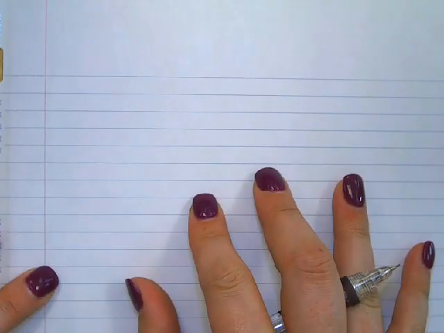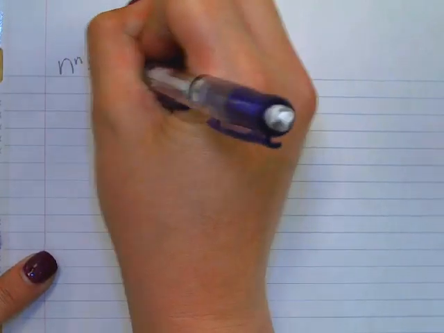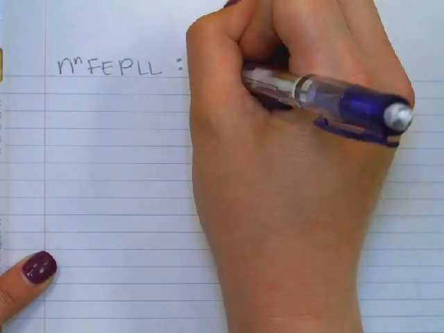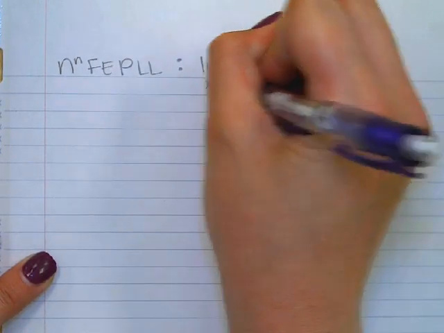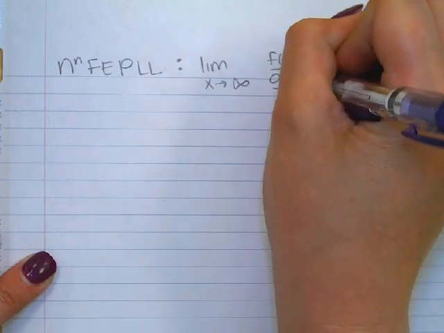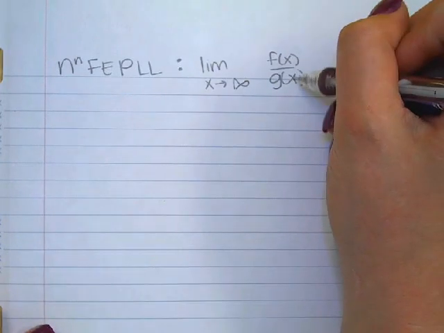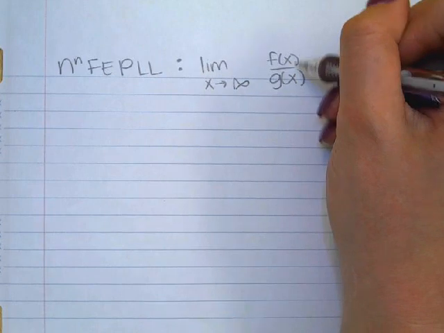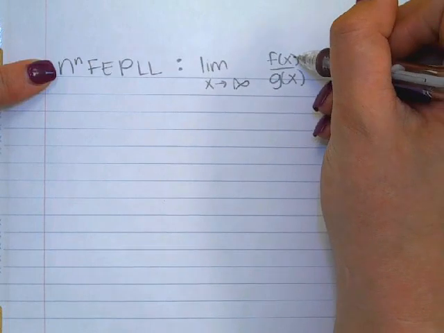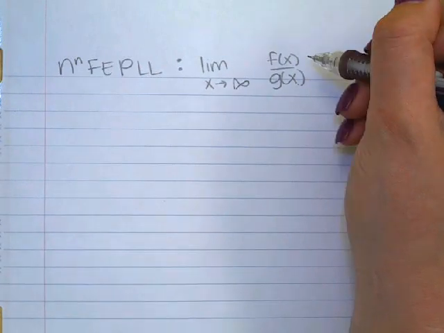All right, so these notes are going to be on N to the N FEPLL, which we use specifically when we are finding the limit as x goes to infinity of some function f of x divided by another function g of x. So whenever we have this situation where we have a ratio, like a rational expression, and we've got one function over another, we're going to use n to the n FEPLL to determine if the top wins or if the bottom wins.